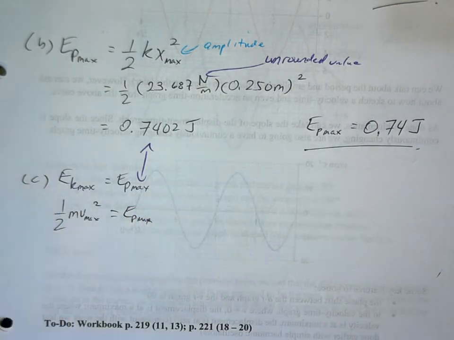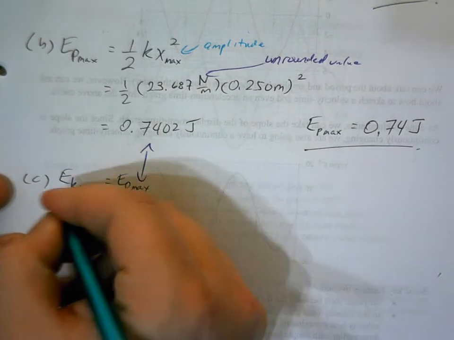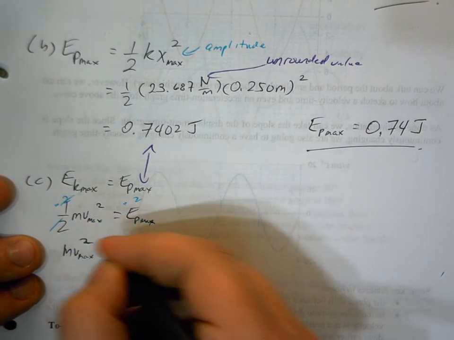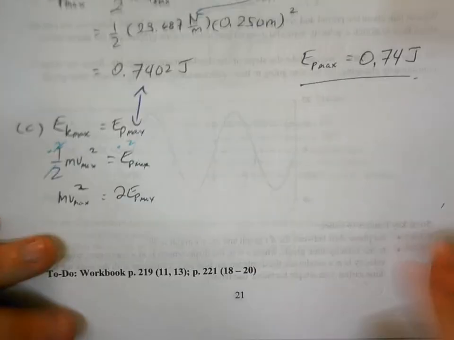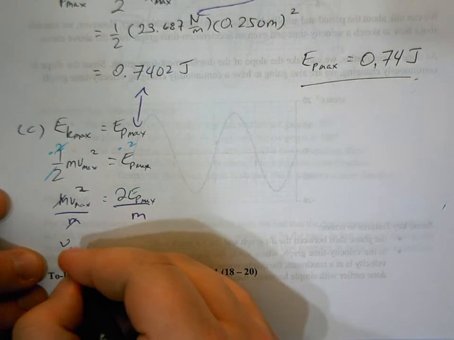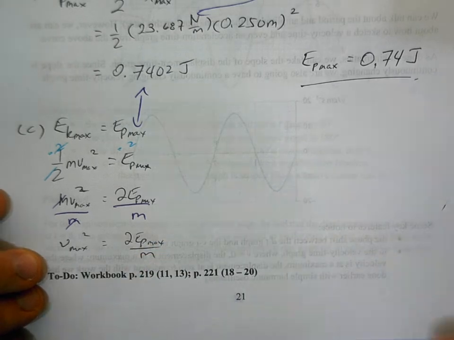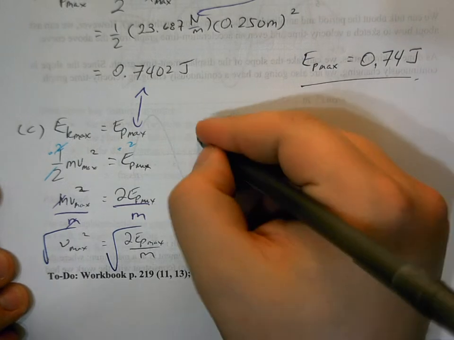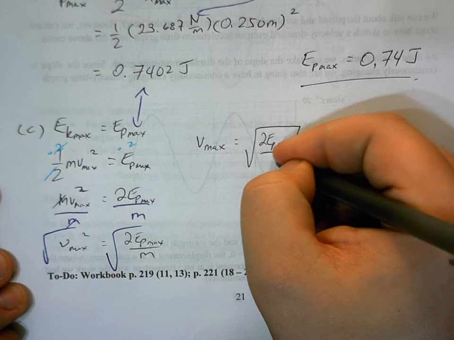So we would like to solve for v, so we need to get rid of this half. We're going to multiply both sides by 2. So I'm going to get m v max squared is equal to twice this maximum potential energy. And then we're going to divide both sides by the mass here. So I'm going to get v max squared is 2 EP max divided by m. Then the last step, let's square root both sides. So then I'm going to get v max is equal to the square root of 2 EP max over m.